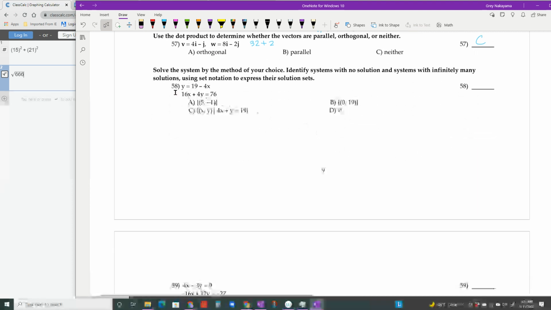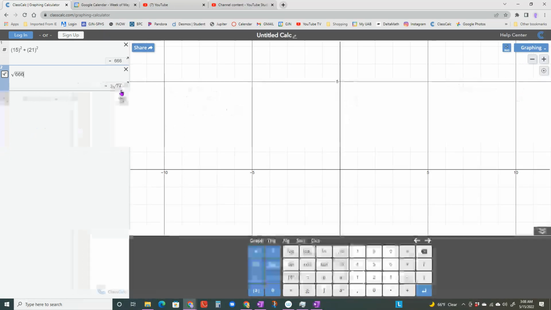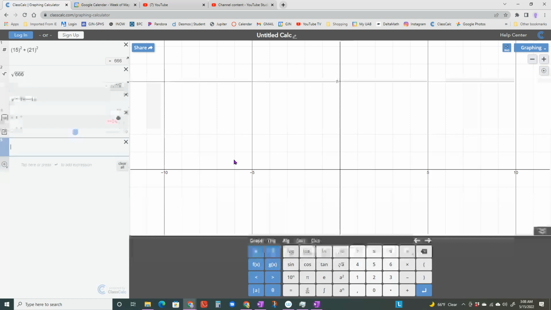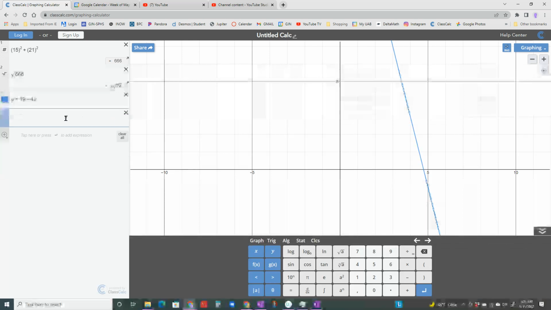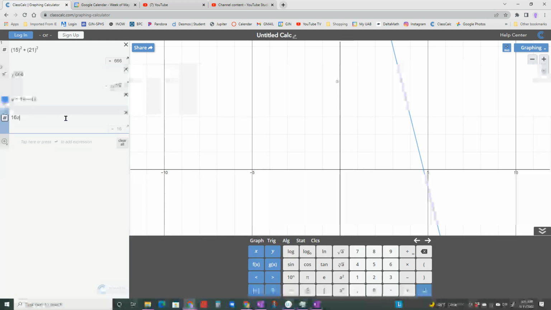All right. Solve the system by the method of your choice. Identify solutions. Okay, so I have this right here, y'all. The easiest way to do these problems is to do it on ClassCalc. So I'm coming over to my graphing calculator. I'm in here. Go to a new line, and I'm going to type in what we have. We had y equals 19 minus 4x. I graphed it. Okay, except I didn't put an x. And then I don't need that graphing thing. Go away. And then the next one said 16x plus 4y equals 76.